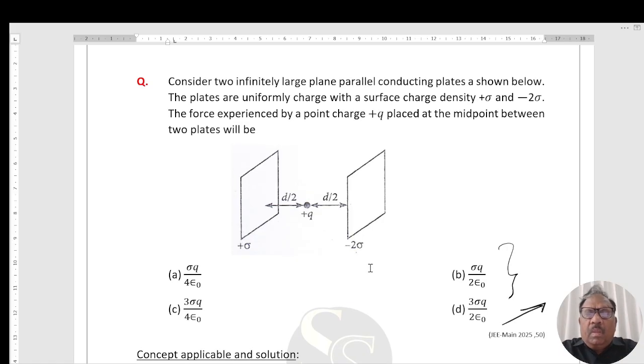Now, electric field due to this is sigma over 2 epsilon naught. In this case, minus 2 sigma over 2 epsilon naught. We have to find the force experienced at this point. Force, you know, is given by Q into E. What is the net electric field at point P? Direction of electric field is away from positive and towards negative.